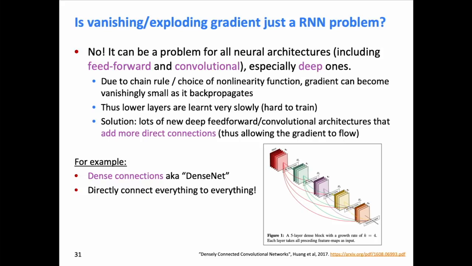So another example, which takes this idea further, is something called dense connections, or DenseNet. Again, this was proposed, I think, in a feed-forward or convolutional setting. It's the same as skip connections, except connect everything to everything. So add more of these skip connections from all layers to all layers. And they show that this performs even better.